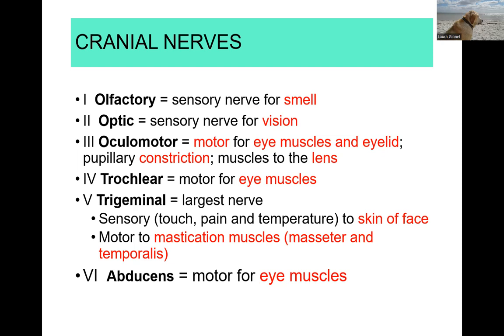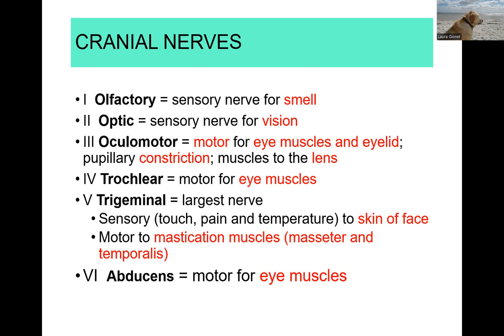The trochlear nerve has one job: it innervates eye muscles, actually one muscle called the superior oblique muscle. Let me do 6 and then I'll go back to 5. Cranial nerve 6, abducens, is also motor to eye muscles, really just one muscle, the lateral rectus. For now, just know trochlear and abducens are motor to eye muscles. Oculomotor, yes, to eye muscles, but not just the muscles that move the eyeball. They elevate the eyelid, constrict the pupil, and act on the lens.